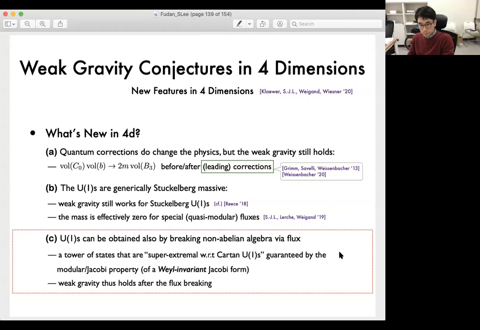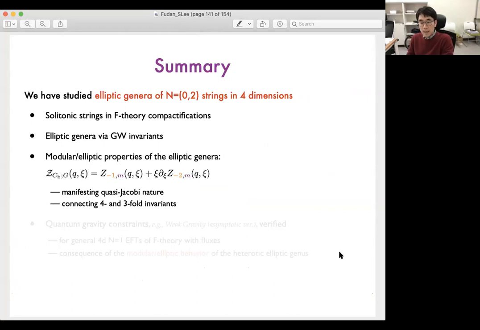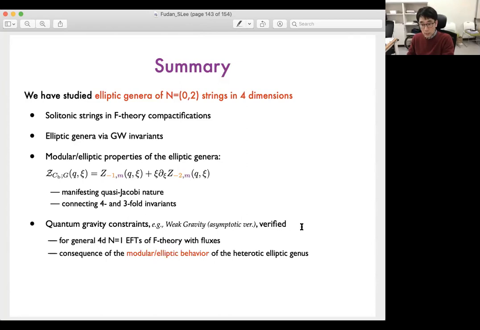So to conclude now, we've studied elliptic genera of D3-brane strings in 4D EFTs of F theory. They are obtainable from the internal geometry via Gromov-Witten invariants, and their modular, or rather elliptic, behavior is characterized by this decomposition involving a derivative sector. Using this worldsheet result, we have then analyzed the EFT spectrum to see how some of the quantum gravity conjectures, and in particular the weak gravity conjectures, are microscopically realized. The responsible stringy mechanism seems universal. To say the least, it works in every weak gauge coupling limit of a general four-dimensional F-theory vacuum. And as for the weak gravity, the modular behavior of the hadronic elliptic genus was crucial. So that's where I wanted to end.